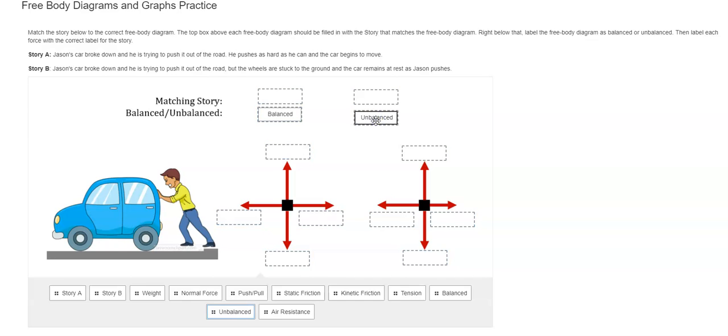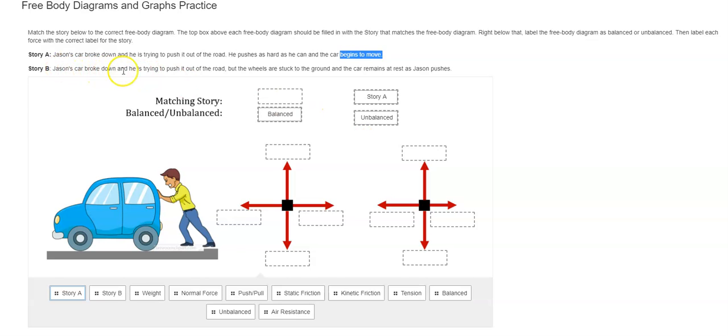Now I just need to look in the story and see what tells me which one is balanced and which is unbalanced. So Jason's car broke down and he is trying to push it out of the road. He pushes as hard as he can and the car begins to move. Remember that begins to move are words that indicate that it's unbalanced, that we're going to get a change in motion. So the one that's going to go with story A is the one that's unbalanced. So I'm going to find story A and I'm going to label this story A.